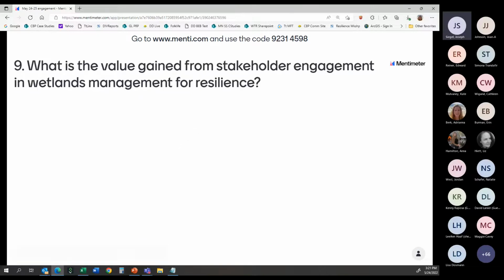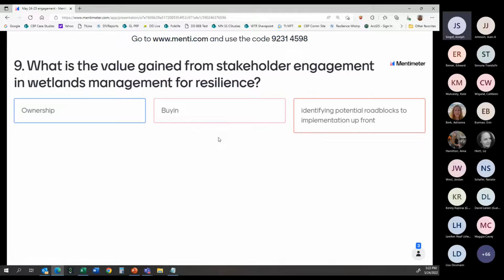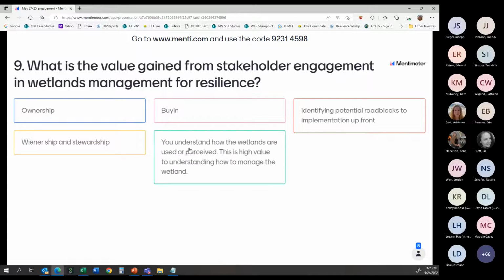We're going to move on to now stakeholder engagement, and Adriana has put a question up there. What is the value gained from stakeholder engagement in wetlands management for resilience? And this is to get your impressions on the topic and just get some juices flowing on it. So let's see what you come in with. Ownership, buy-in. Identify potential roadblocks to implementation up front.